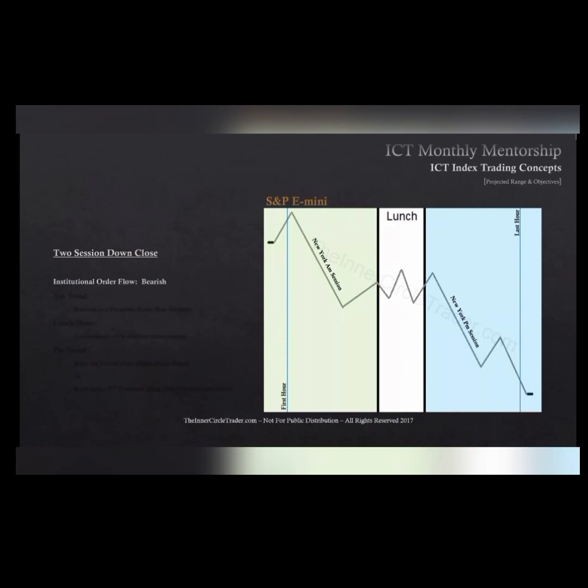Institutional order flow will be bearish on the daily and/or 4-hour chart. The AM trend will return to a premium array, then declines. The lunch hour consolidates with shallow retracements. And the PM trend runs the lunch hour highs for buy stops or rises into a fair value premium array, then declines into the close.